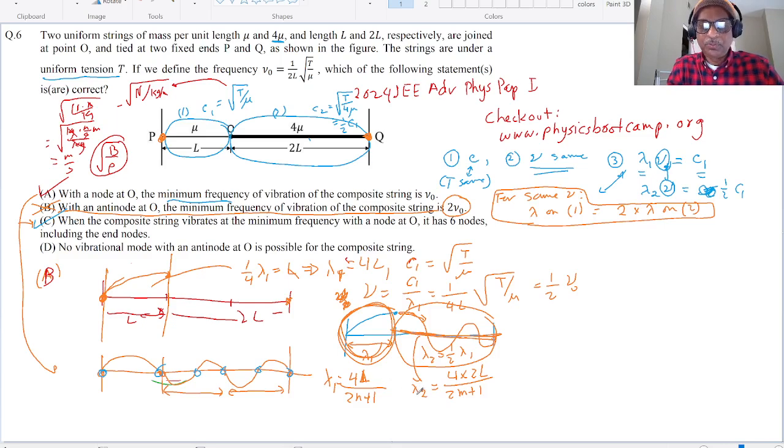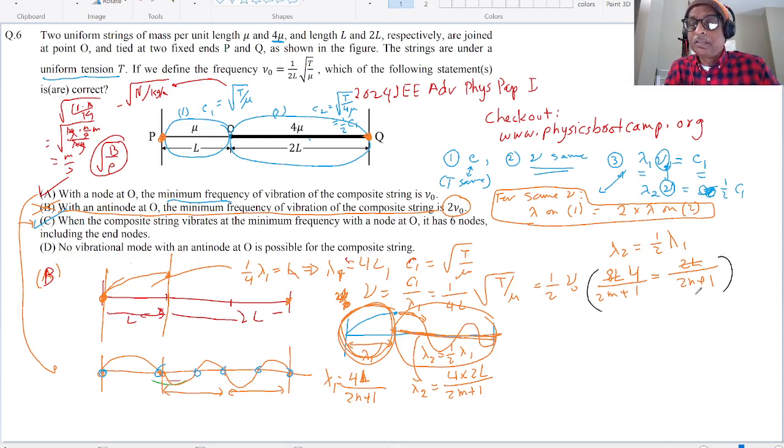So lambda 2 is supposed to be half of lambda 1, right? Let me check that out. If I put this over there, you are going to get 8L over 2m plus 1 for some m, and some n is going to be half of that, which is 2L. Let me see if my calculation is right. Okay, so if I carry it forward, let's see where it goes.